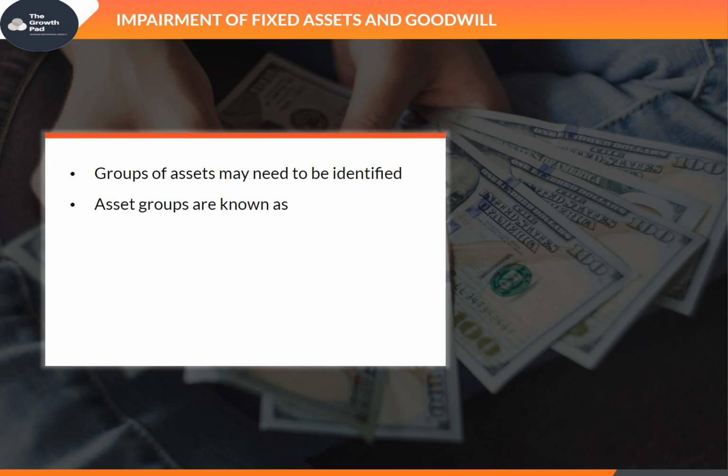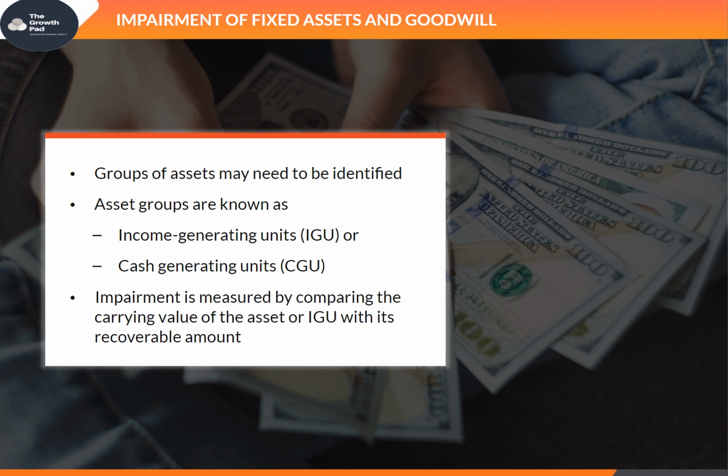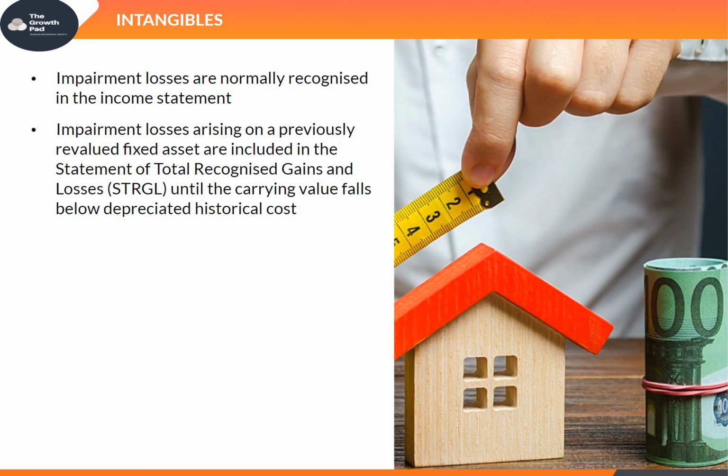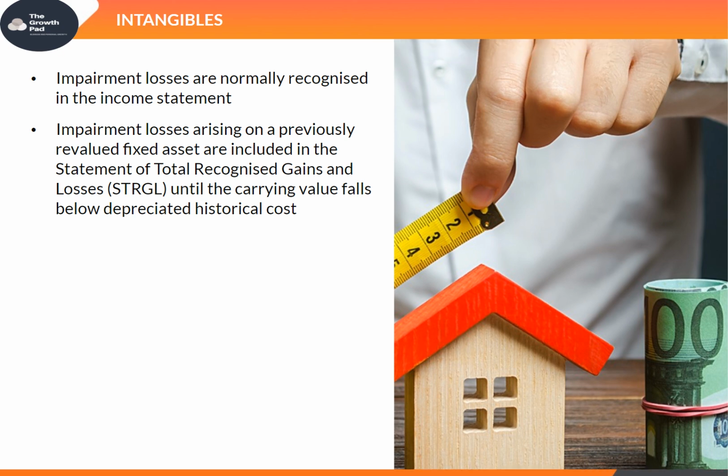Asset groups are known as income-generating units, IGU, or cash-generating units, CGU. Impairment is measured by comparing the carrying value of the asset, or IGU, with its recoverable amount. Impairment losses are normally recognized in the income statement. Impairment losses arising on a previously revalued fixed asset are included in the statement of total recognized gains and losses, STRGL, until the carrying value falls below depreciated historical cost.